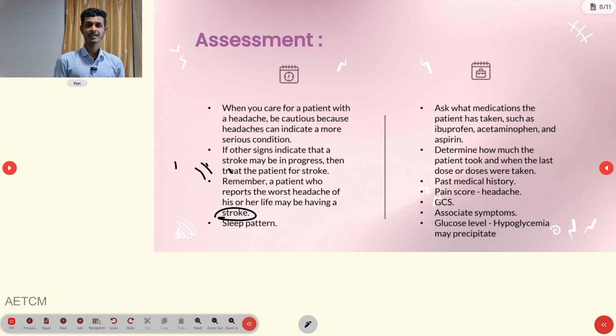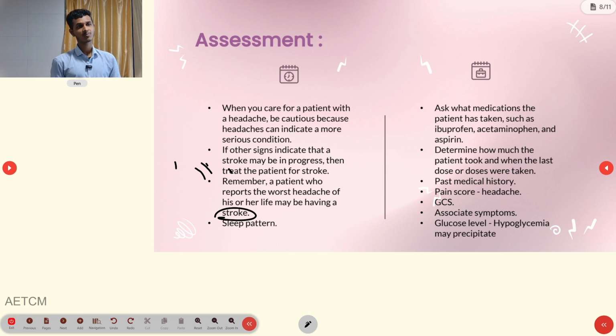And then past medical history: whether previously they had any trauma, any history of a fall, or any history of a previous attack, headache-related things we can ask about. And then associated symptoms: for cluster headache we discussed, and for migraine headache, we discussed nausea and vomiting, right? So whether any associated symptom is there or not, we can rule out. Glucose level: hypoglycemia may precipitate a headache, so we have to check the glucose level.